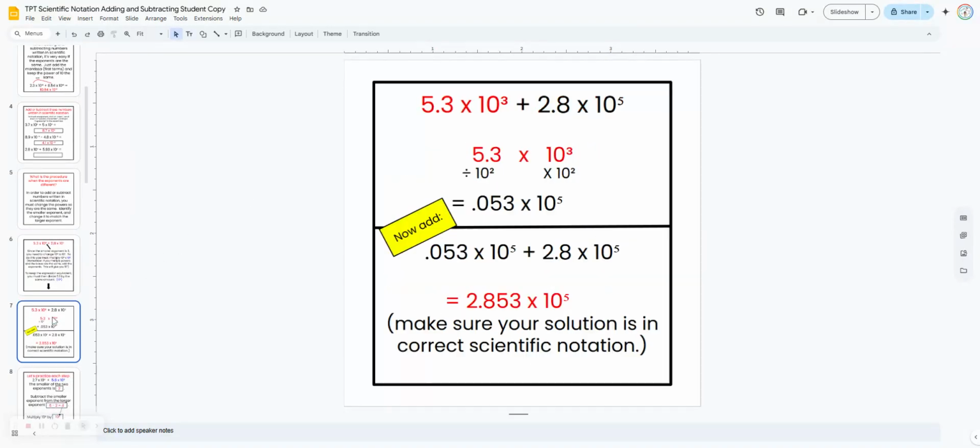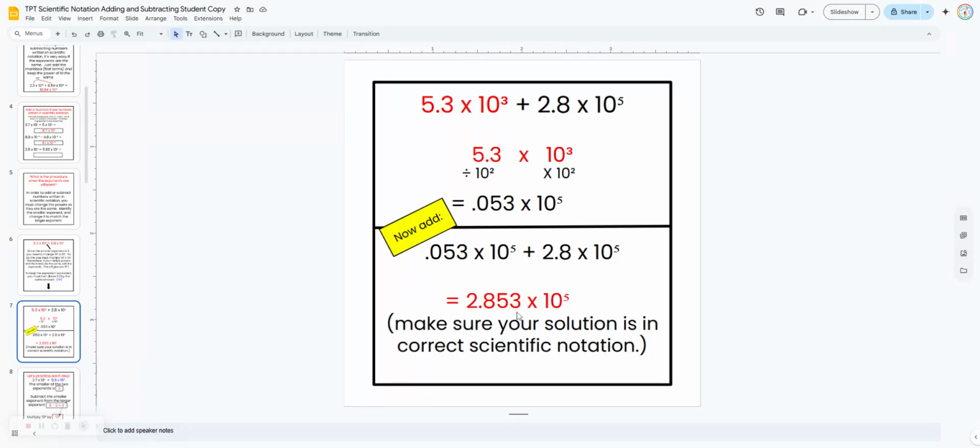So we show them how to do that on the next slide. So here's an example. We're going to change just this term. We're going to leave this one the same. We want to change the one with the smaller exponent. So I'm going to multiply times 10 squared here, divide by 10 squared here. That'll give me 53 thousandths times 10 to the 5th power. Now I can add them together, and then I get my solution.